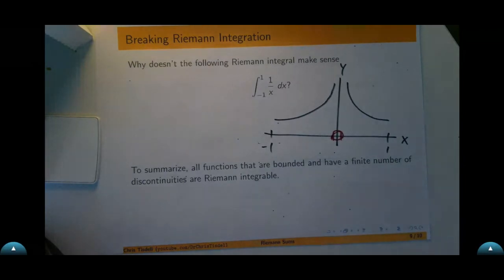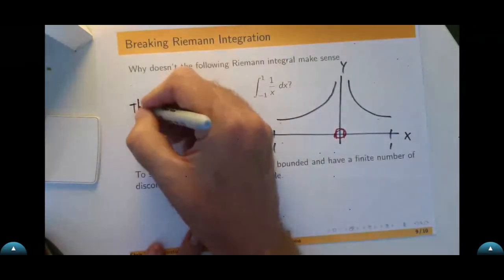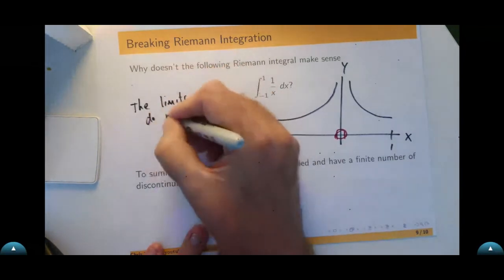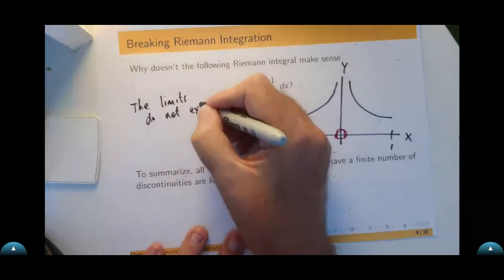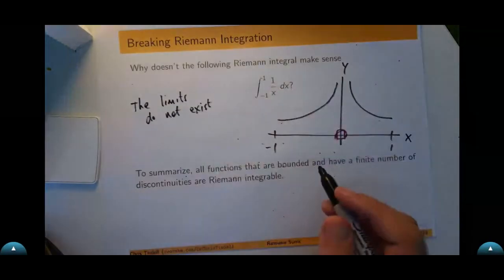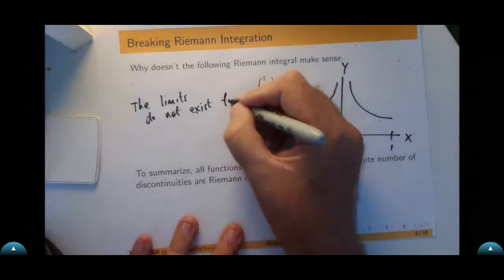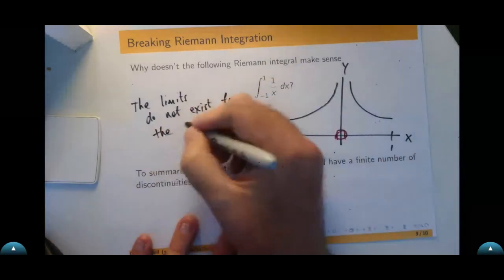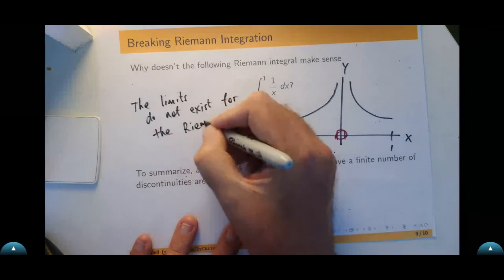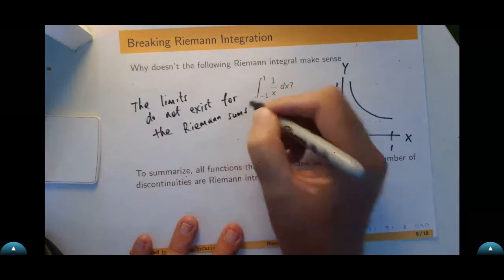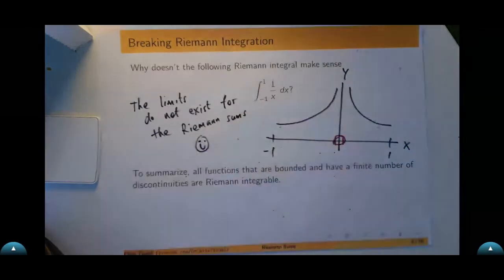Okay, so I would say that the limits do not exist. So the limits of the Riemann sums. Okay. So this is another kind of different discontinuity.